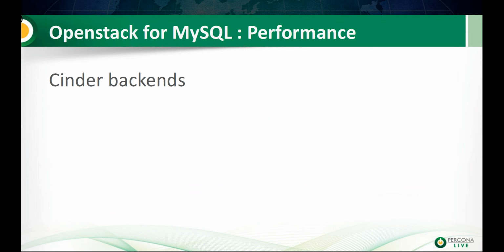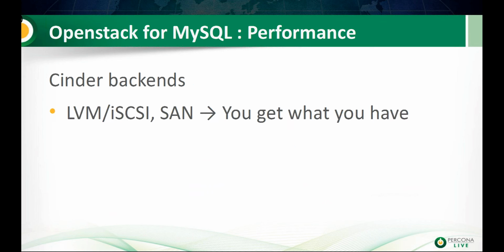Cinder supports many backends for block devices. The default is LVM over iSCSI. You can fairly easily also set up a SAN over iSCSI. With such things, you get what you have. If your LVM is on top of a big RAID 10 array with SSDs or RAID 15K RPM drives, you may get a decent amount of IOPS available. Same with a SAN. But if you're using a single SATA drive, you have some limitations.